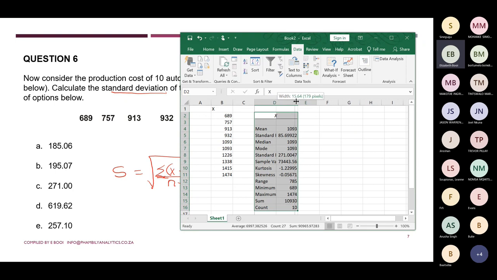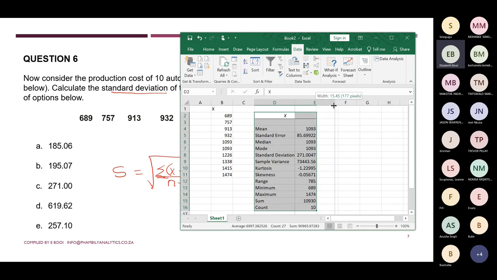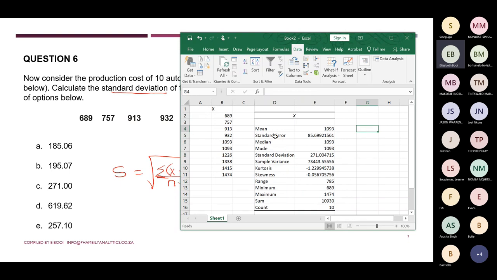And it would have calculated all the other descriptive statistics, but we're not looking for all of them. You can use it with the previous question where they asked you about the mean, the median, and the mode. You can do that with this one. So you can see that the mean, the median, and the mode of this data set are the same. But what we are interested in is the standard deviation. And my standard deviation is that.